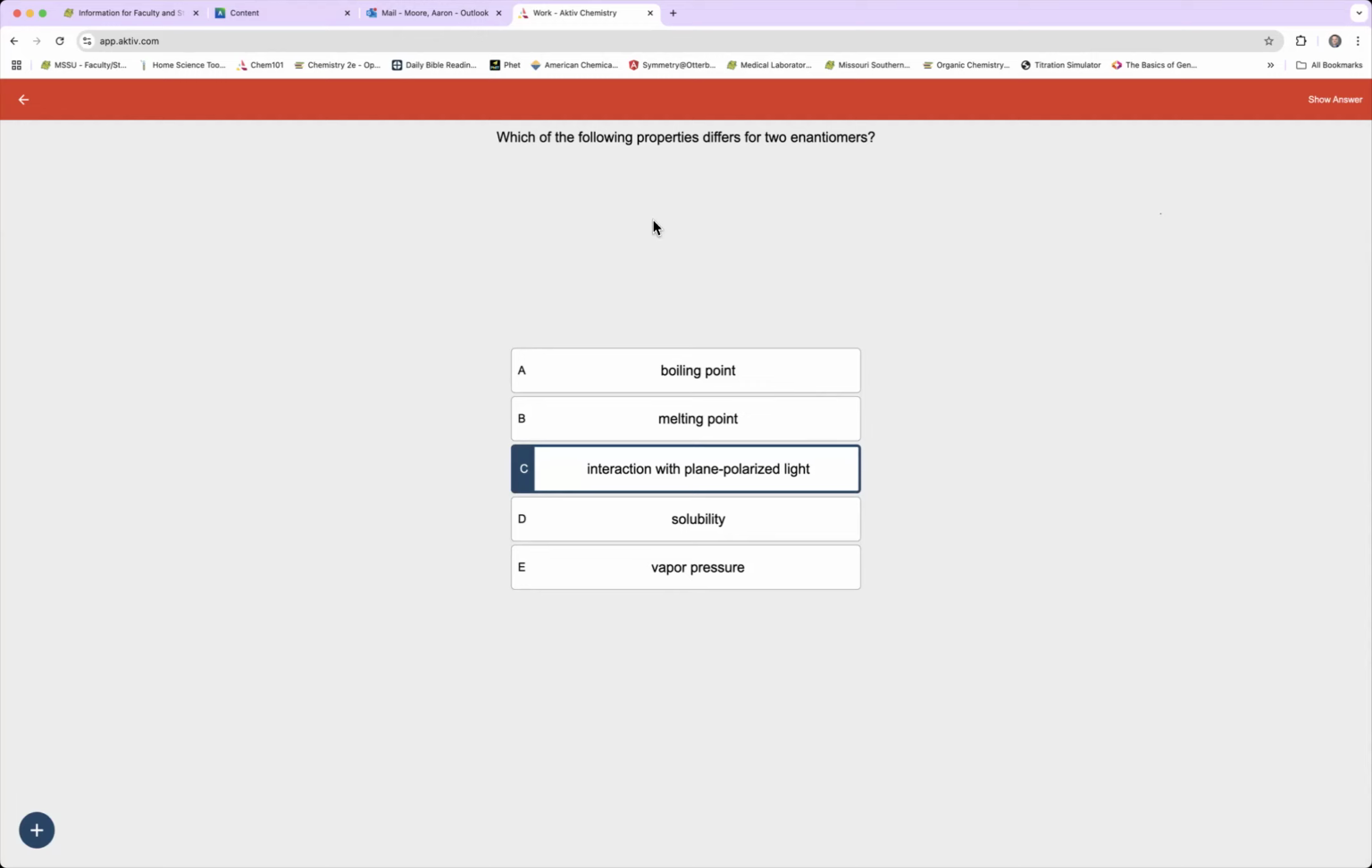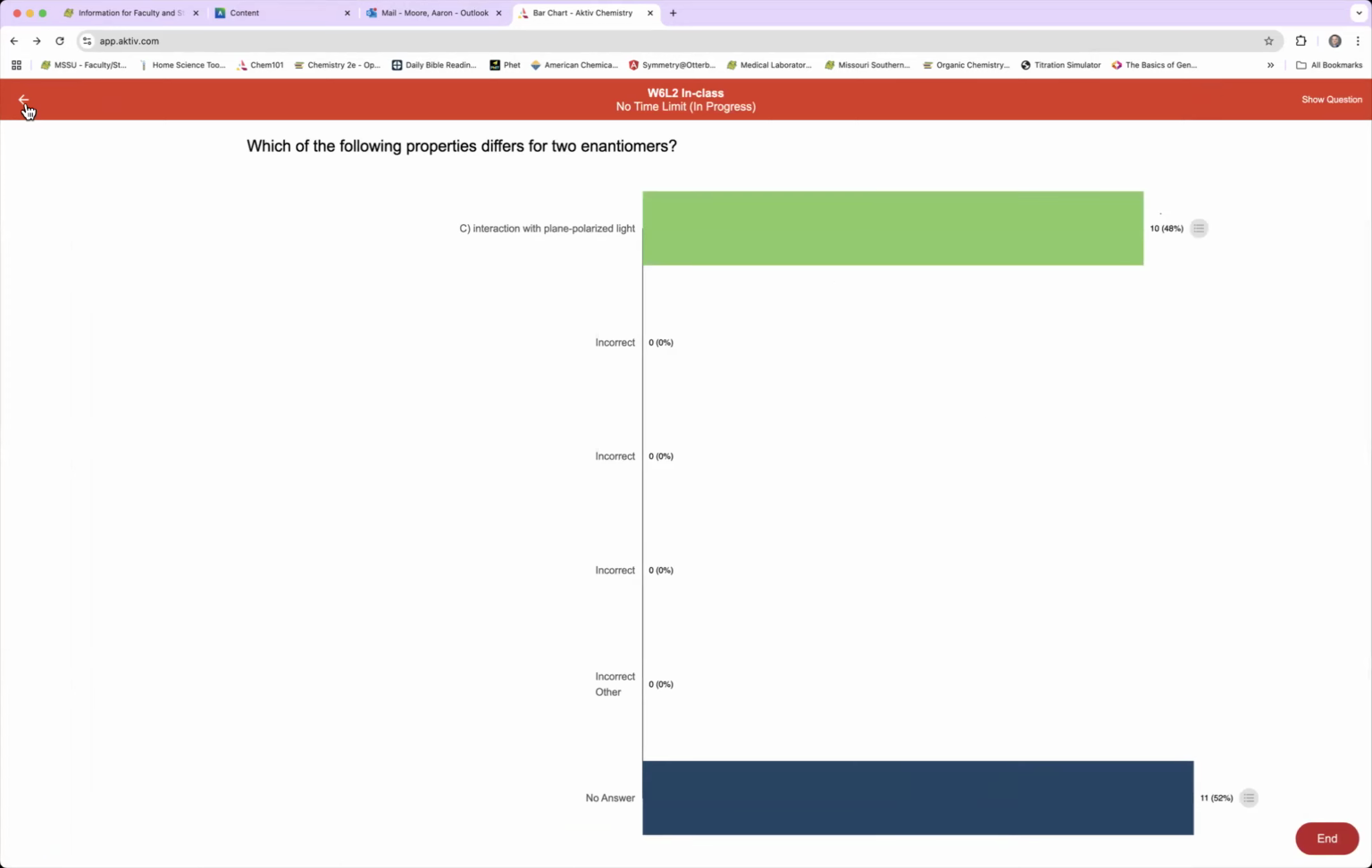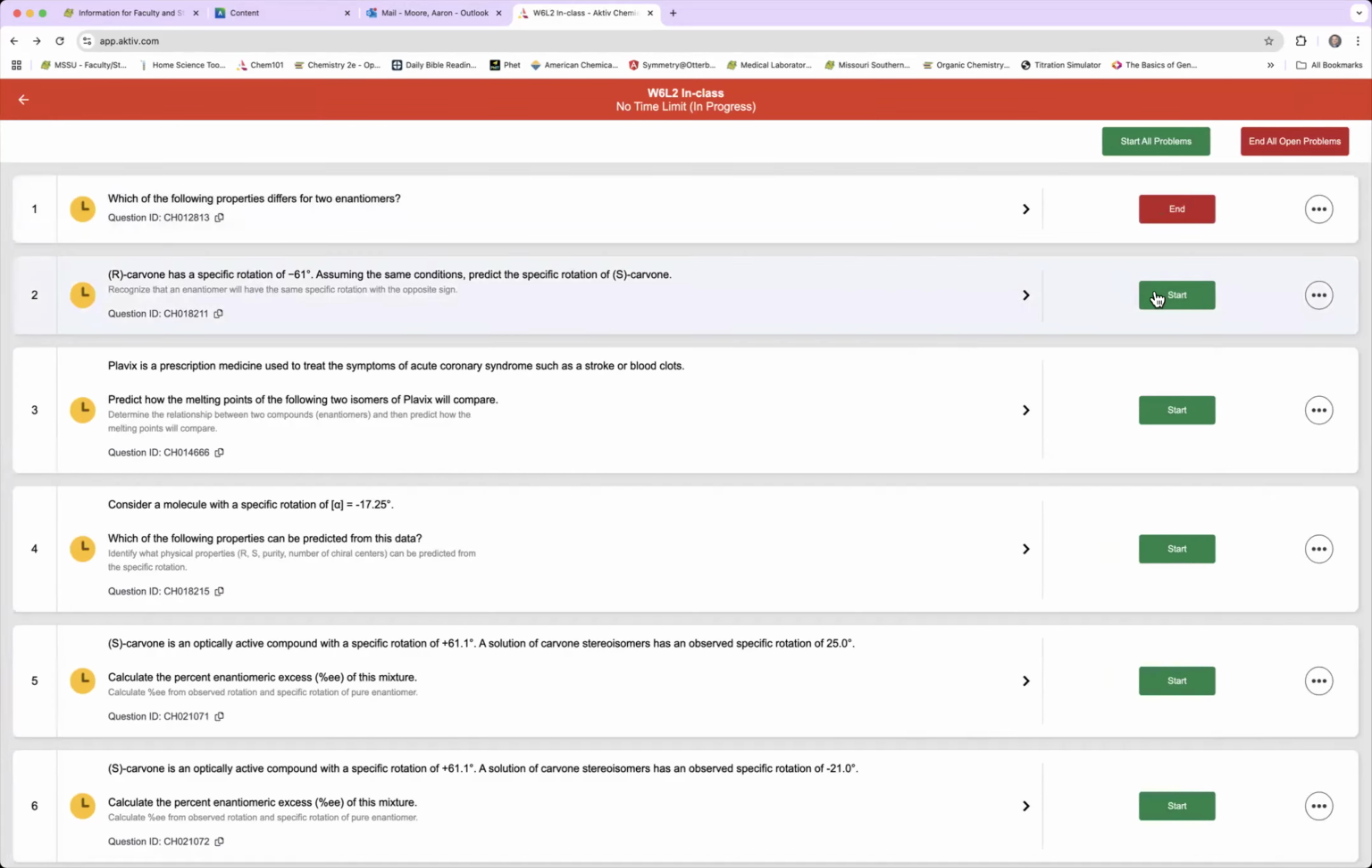So which of the following properties differs for two enantiomers? The only thing that would be different would be the way in which they interact with plane polarized light. Okay, so that's number 1. All right, so let's look at number 2.